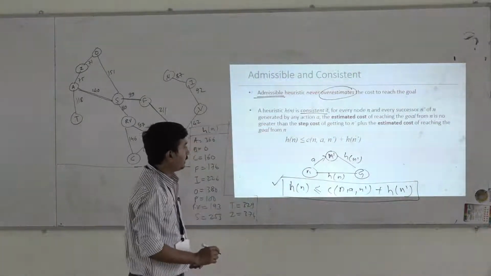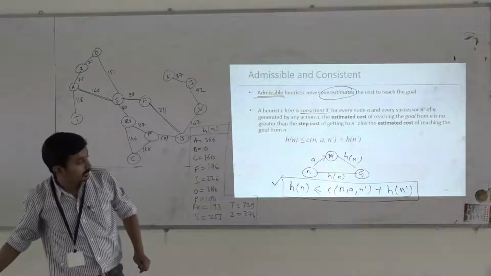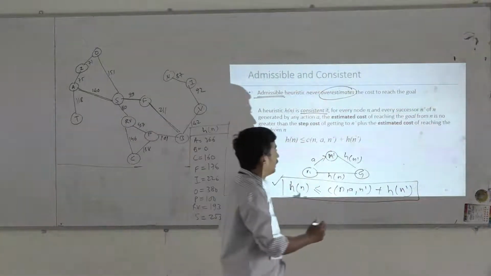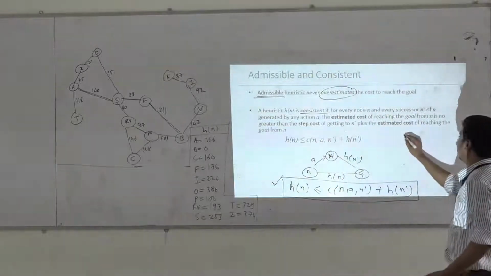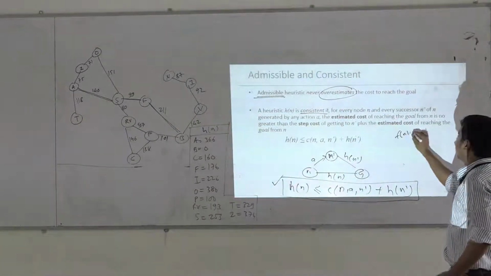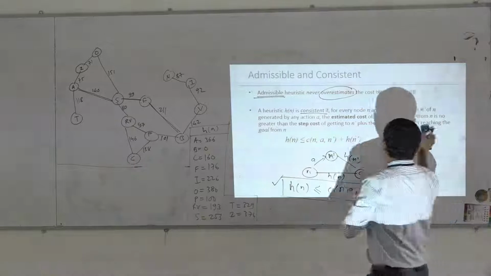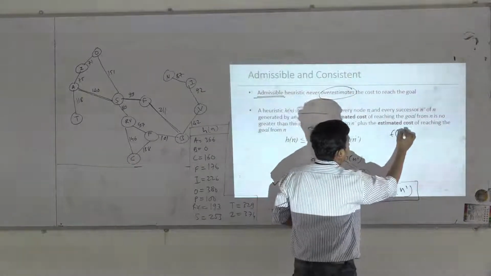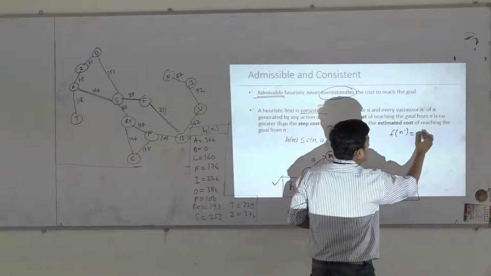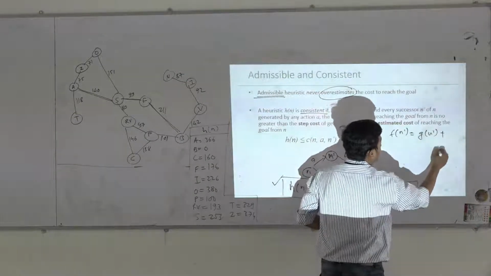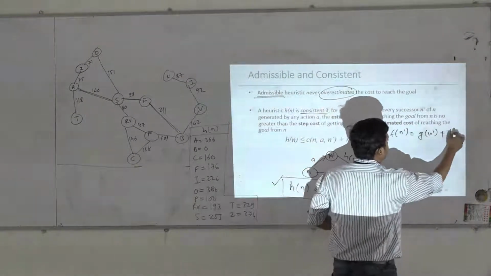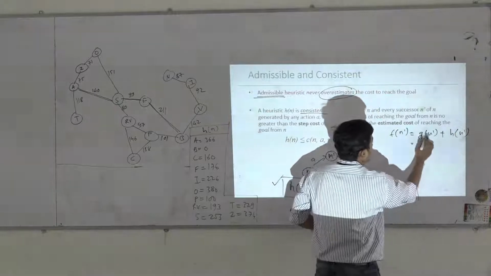Why is it important and what is the significance of this equation? So consider, what is f of n dash? f of n dash will be g of n dash plus h of n dash, right? What is g of n dash?